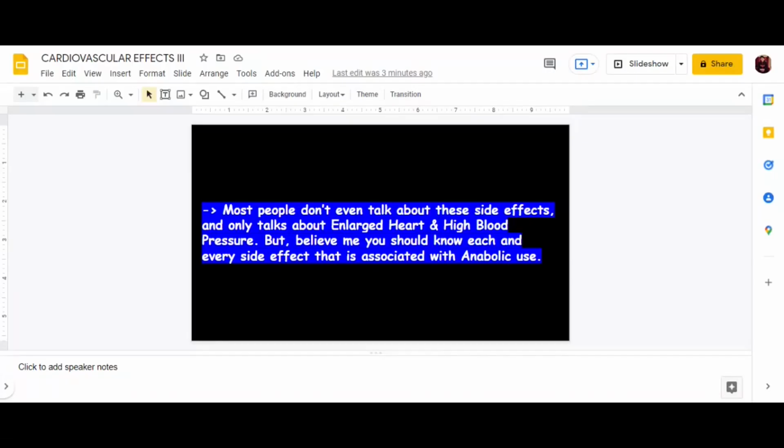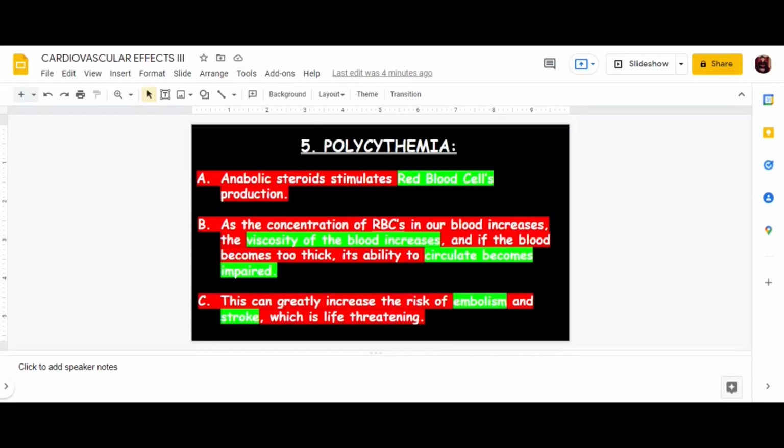What I have usually seen is most people don't even talk about these side effects. They only talk about enlarged heart and high blood pressure. But you should know each and every side effect that is associated with anabolic use. Now we are going to talk about polycythemia, and it is the fifth side effect. The other four we have covered in our previous videos, so you can check that out.